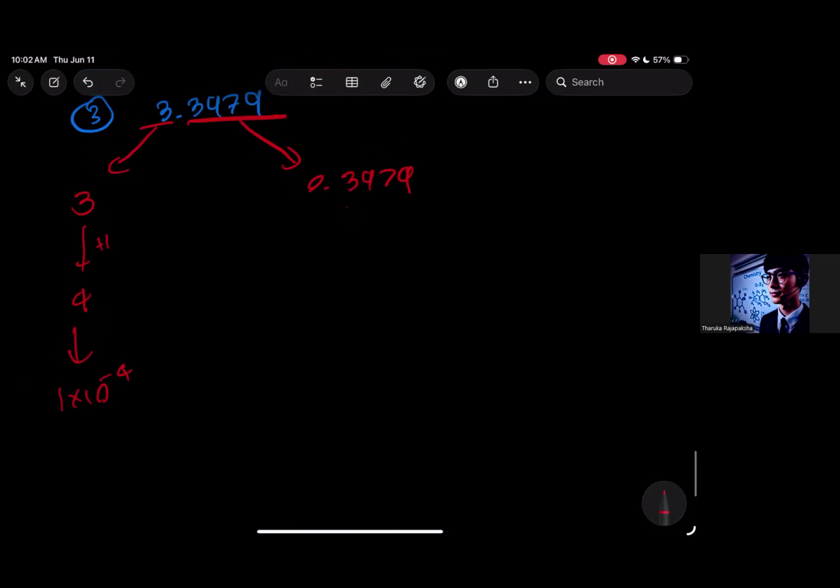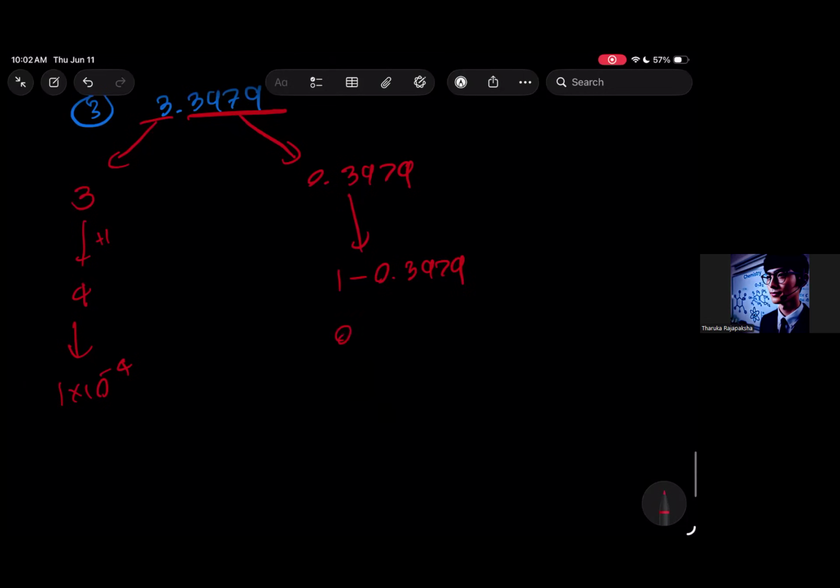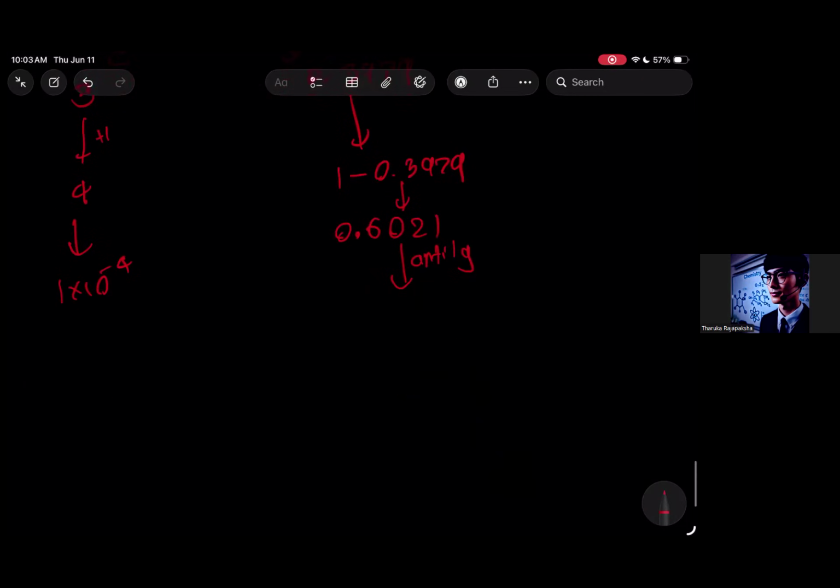And then for this value, we can write 1 minus 0.3979. We can write it by subtracting, so we can have it like 0.6021, right? So then we find the antilog. The antilog of 0.6021 is going to be 4, right? Then we can write 4 times 10 to the power minus 4. So minus 4 comes from here.